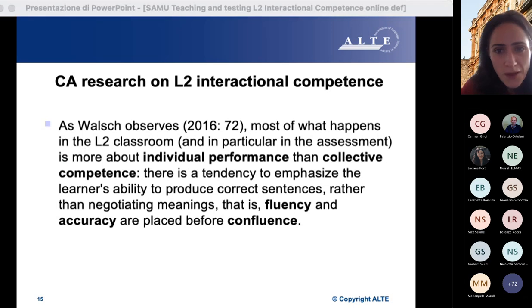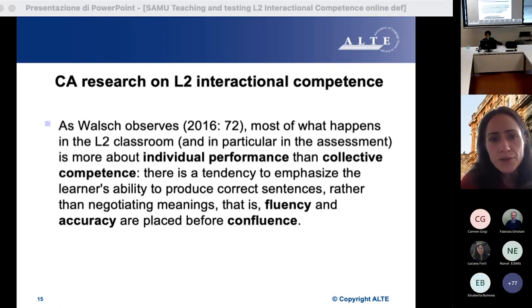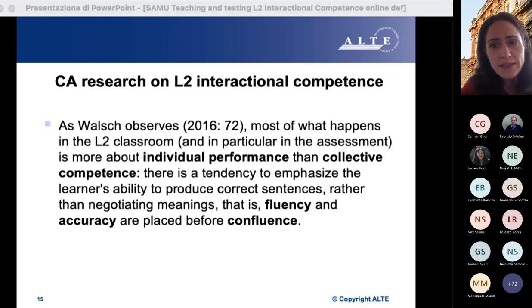In general, Italian language teachers consider classroom interaction as an essential part of face-to-face Italian language lessons, and no one questions the importance attributed to interaction in language use and learning, considering its central role in communication. However, as Walsh observes, most of what happens in the second language classroom, and in particular in the assessment, is more about individual performance than collective competence. There is a tendency to emphasize the learner's ability to produce correct sentences rather than negotiating meanings, that is, fluency and accuracy are placed before confluence.